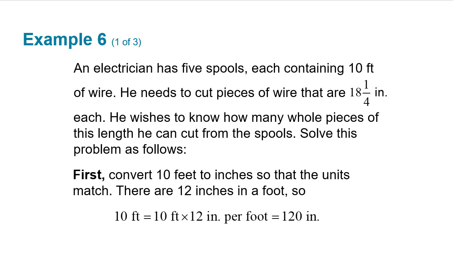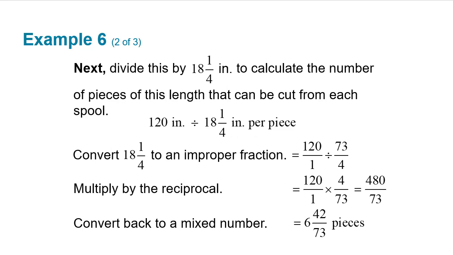We basically need to put everything into the same unit of measure, so we can't do feet and inches. So we have to change 10 feet into inches, and we know there's 12 inches in a foot. So that 10-foot spool becomes 120 inches. That's the first thing. So now we're taking 120 inches and we're dividing it by 18¼. But again, we can't divide by these silly mixed numbers, so we have to convert that into an improper fraction. 4 times 18 is 72 plus 1 is 73.